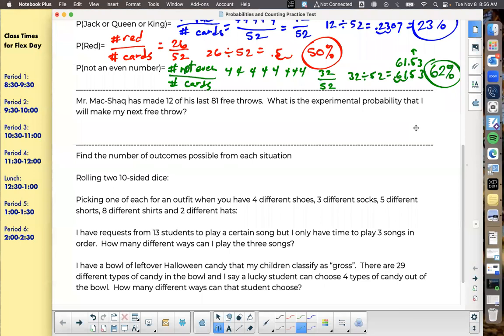I should probably go pretty quick since it's already 8:56. Mr. Mac Shack, clearly that is me. I was not a good free thrower. So I made 12 of my last 81 free throws. What is the experimental probability?